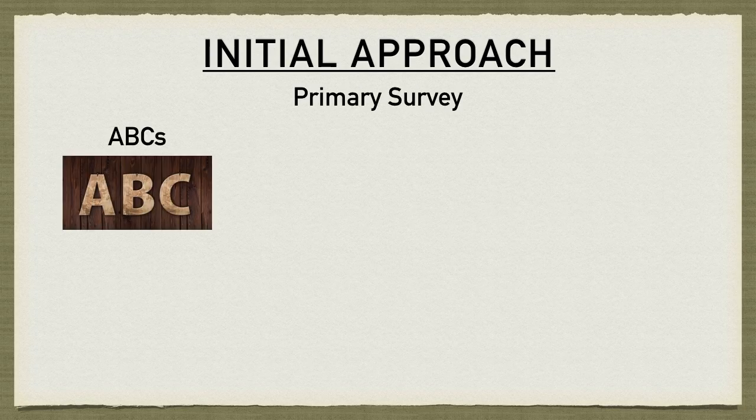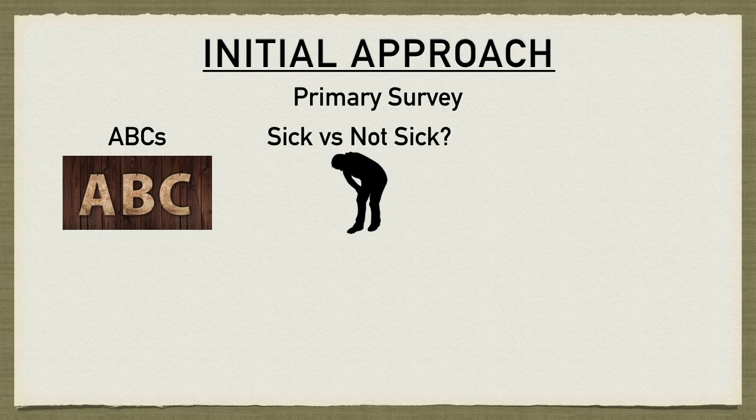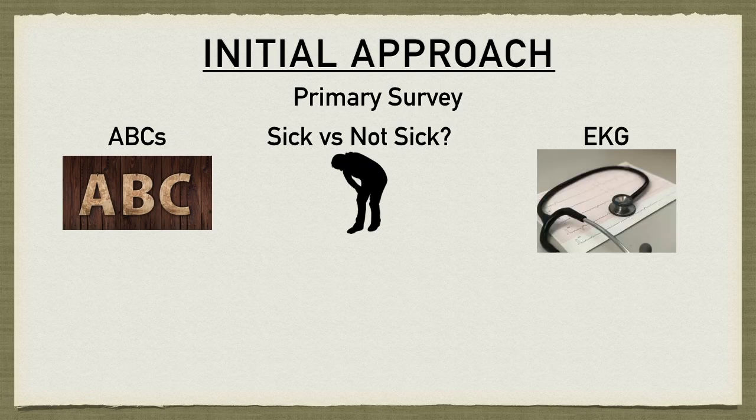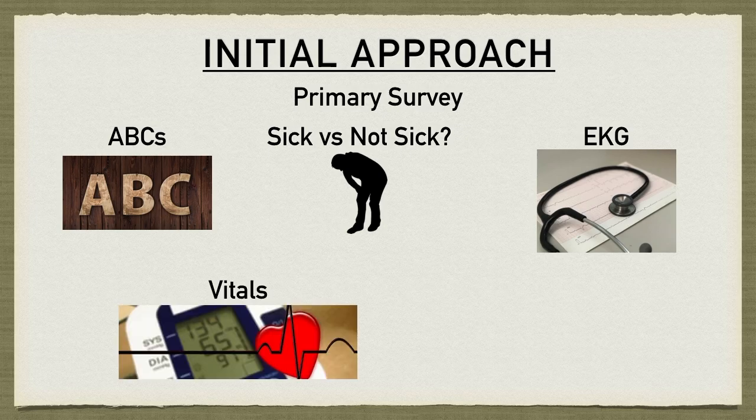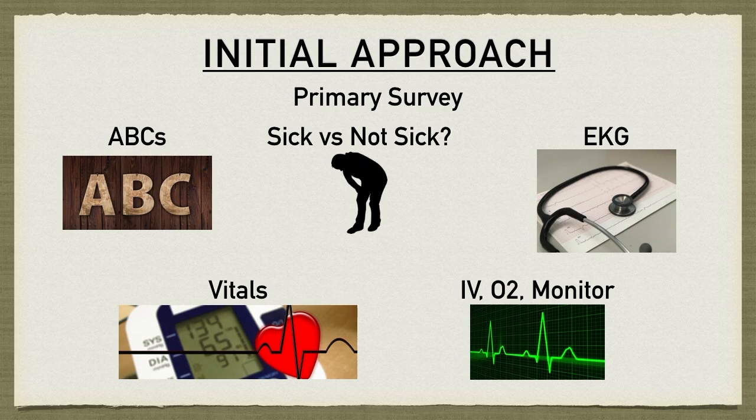So the first thing you're going to do with any new patient that presents to you, no matter what the chief complaint is, a primary survey. So look at the patient's ABCs, their airway, their breathing, their circulation. Does the patient look sick or not sick? For the case of chest pain, you're going to get an immediate EKG on arrival. Obtain the patient's vitals. Make sure to hook up the patient to cardiac monitor, pulse oximetry, and get an IV established.